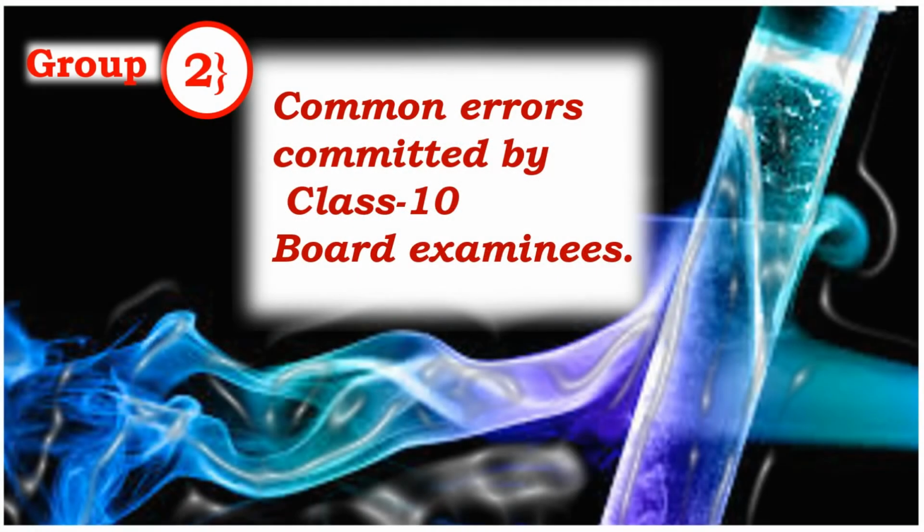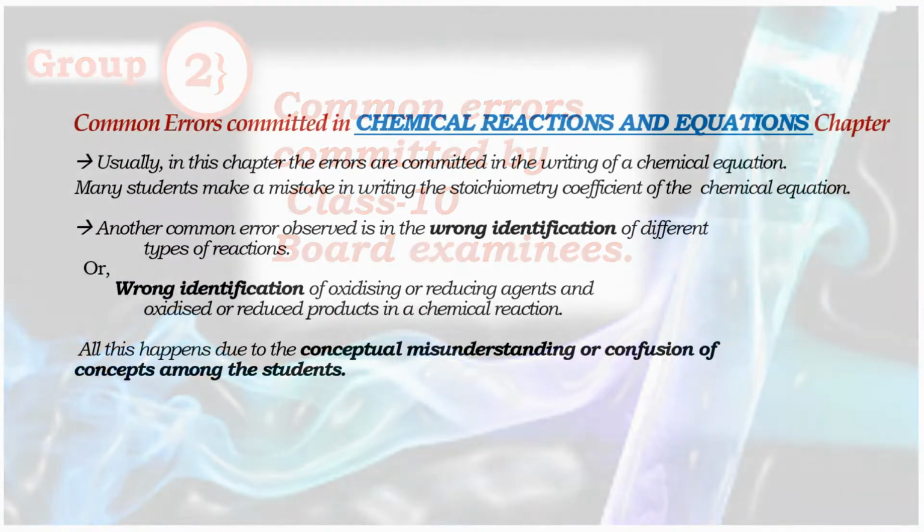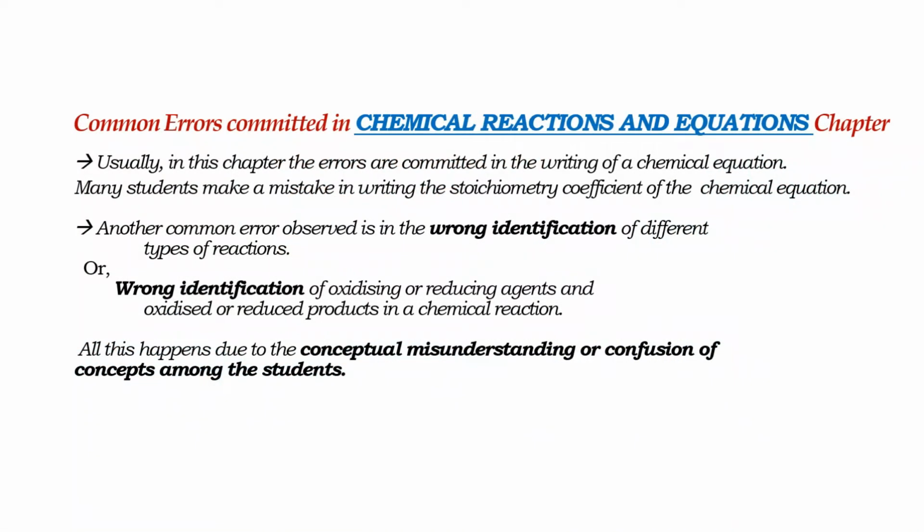Group 2. Common errors committed by Class 10 board examinees. Common errors committed in the chemical reactions and equations chapter. Usually, in this chapter, the errors are committed in writing of a chemical equation. Many students make a mistake in writing the stoichiometric coefficient of the chemical equation.